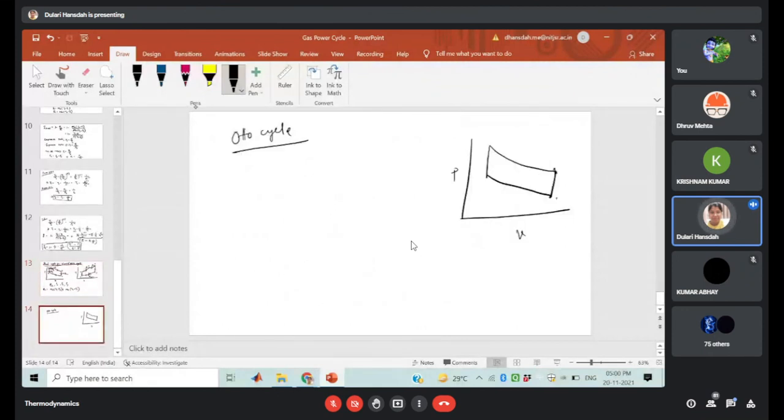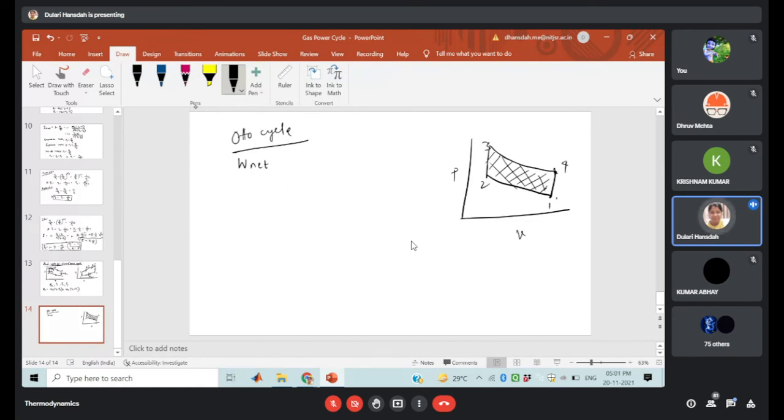So this is your cycle 1, 2, 3, 4. The area under this curve or cycle will be the net work output. Okay, so net work output in the cycle. How do we find this? First I will consider this process, the 3 to 4 process. It is a reversible adiabatic process. So in case of the reversible adiabatic process, what will be the work output?